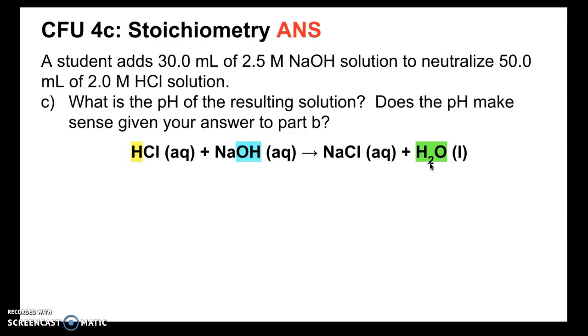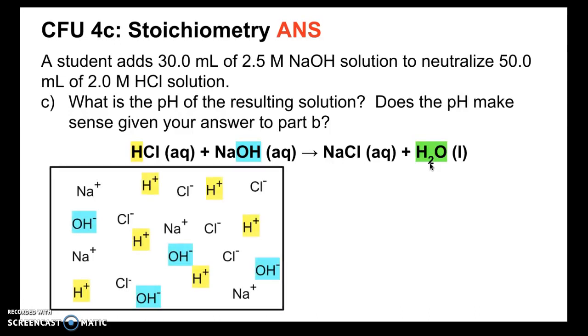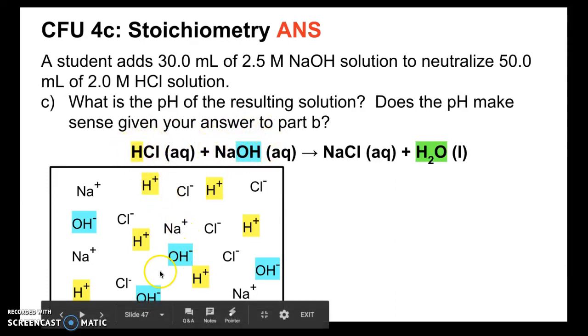The last one is, what is the pH of the resulting solution, and does the pH make sense given your answer to part B? Before we go into what that looks like, I just want to start by looking at this particle diagram here. Remember that in an acid-base reaction, when we mix them together, we form a neutral solution. That's because the acidic proton and the OH minus react together to form water. In our example, NaOH is our limiting reactant, meaning we don't have enough NaOH to neutralize all the HCl. We can tell that from just looking at the OH minuses and H pluses.